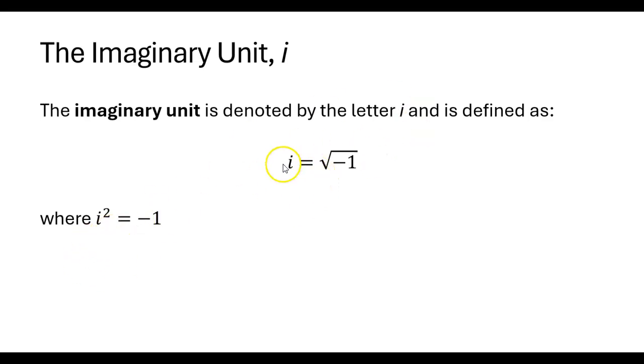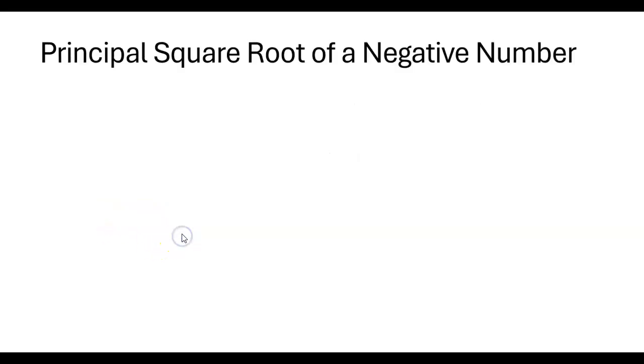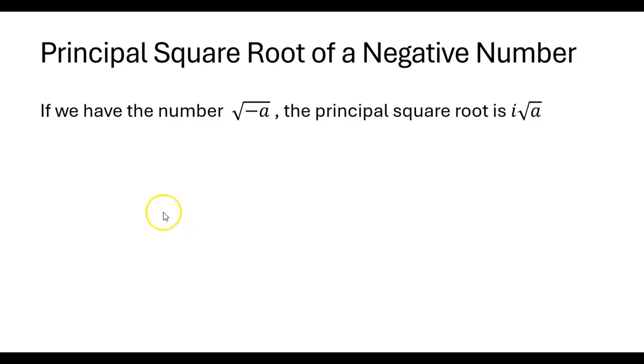So that means if we would square both sides of that initial equation, we would get i squared equals -1. Therefore, the principal square root of a negative number, if we have the square root of -a, where a is any number, it does not matter, that means the principal square root is i square root of a. So that negative sign underneath the radical just comes out. So instead of having the square root of a negative, we have i times the square root of a number.